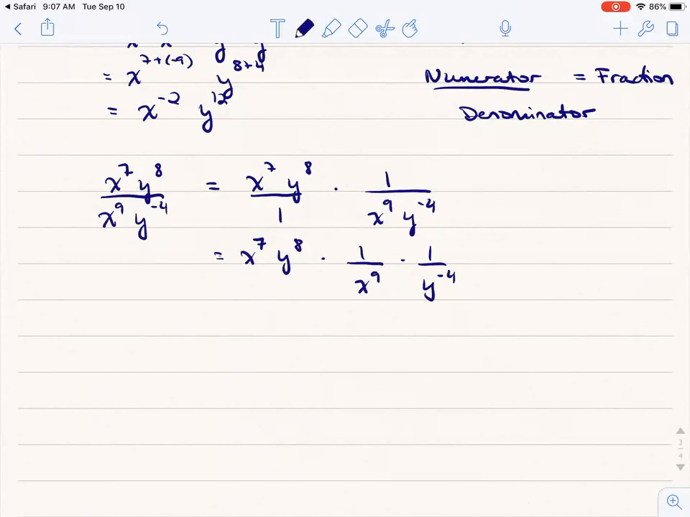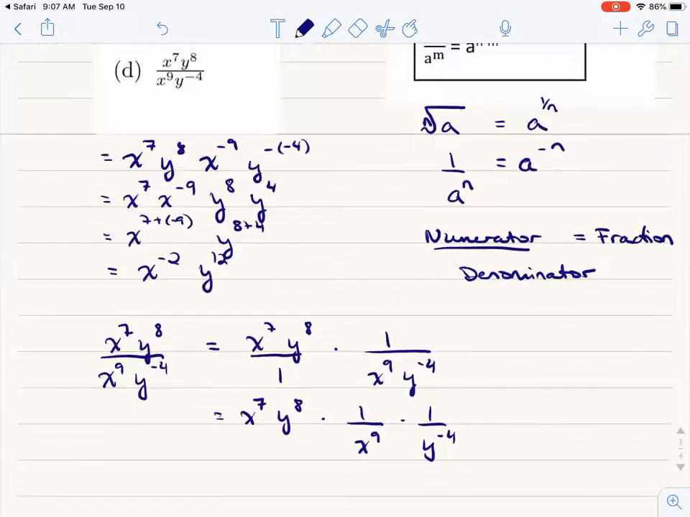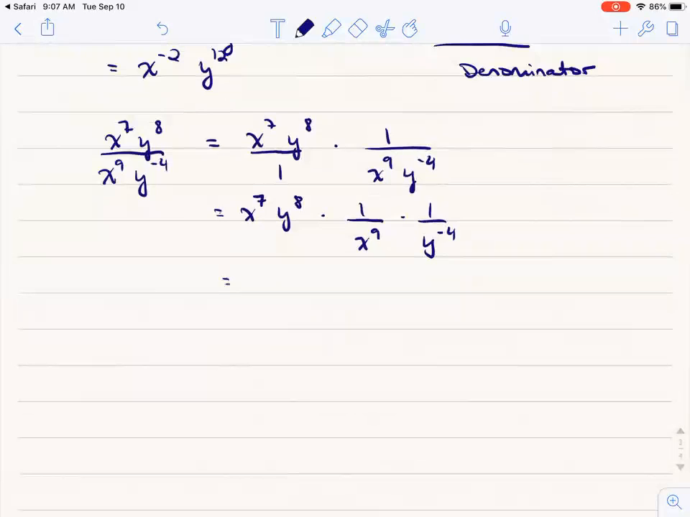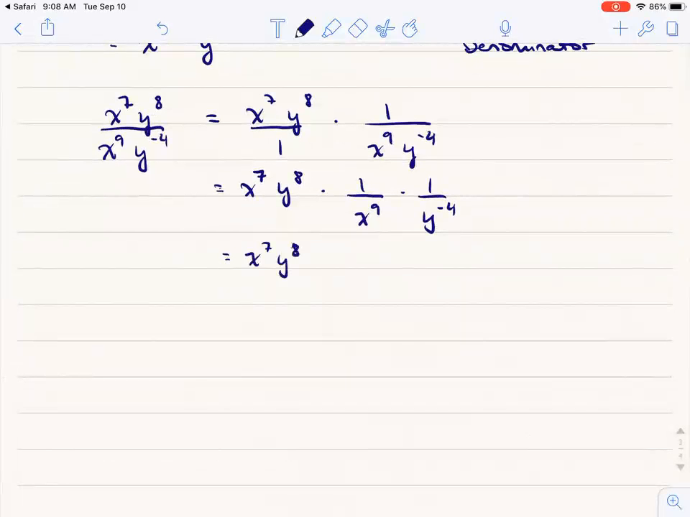Okay? So now, and this is why I showed you this trick, and I know it's hard to look at these kinds of variables and translate it to your problem, but here we've got 1 over x to the power of 9, which I can rewrite as x to the power of negative 9. And same thing here, 1 over y to the negative 4, I can rewrite as y to the 4. So I guess I skipped a few steps. x to the 7, y to the 8, and now I'm just times x to the negative 9 times y to the negative 4. And that's how I got those.